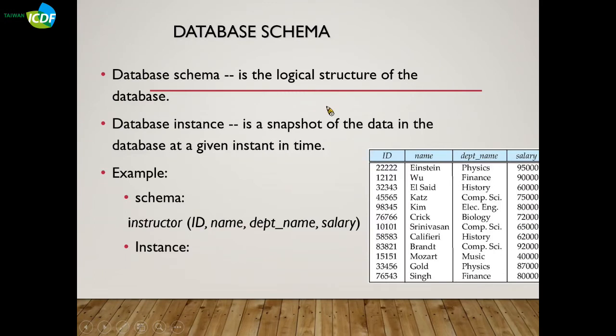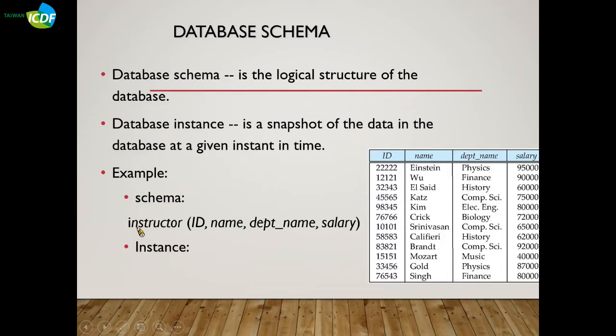In order to improve the efficiency of communication, a database schema is usually used to represent the logical structure of the database. And a database instance means a snapshot of the data in the database at a given instant in time. Now, we also take a look at the example of the instructor relation. Here, we can represent the structure of the relation instructor with a schema like this.